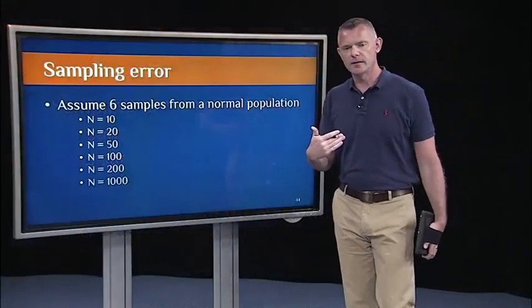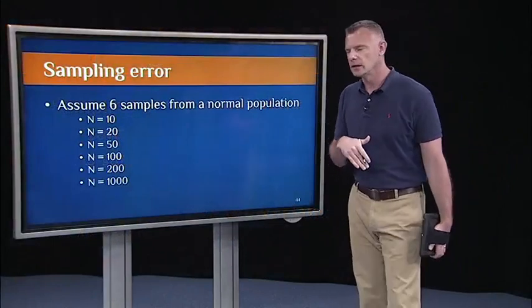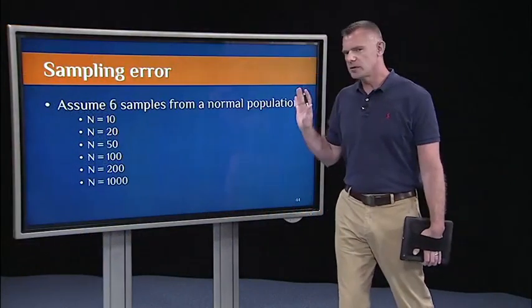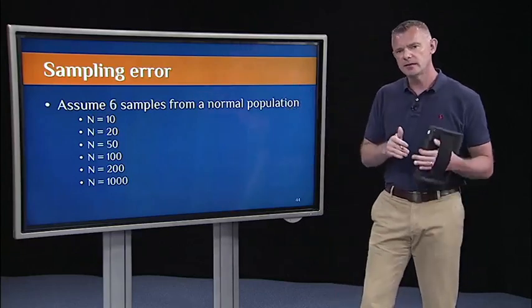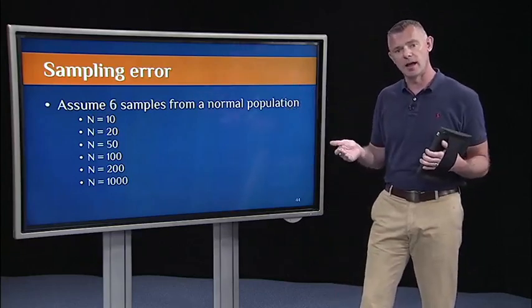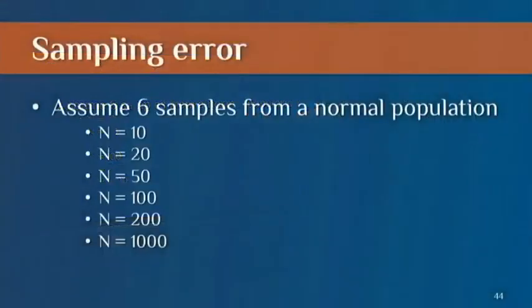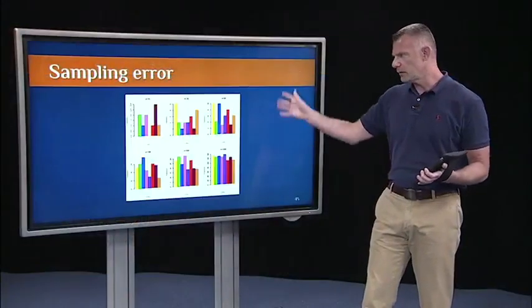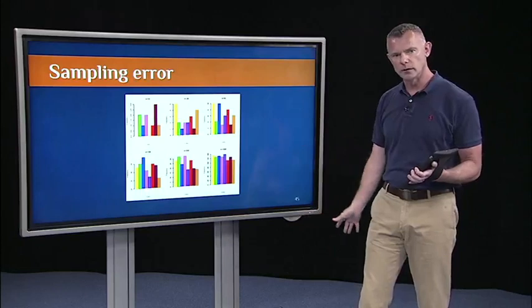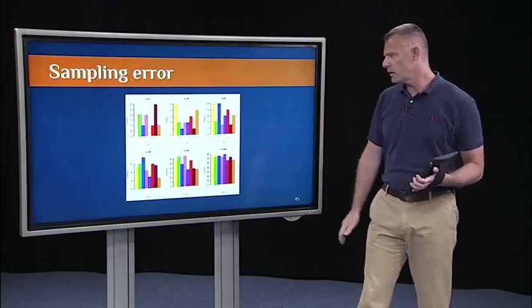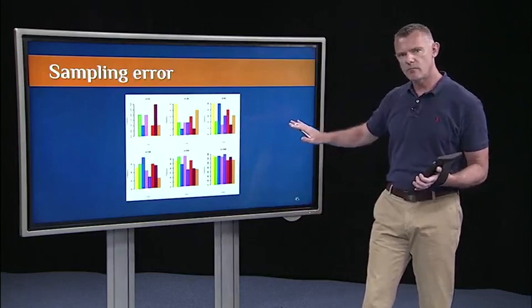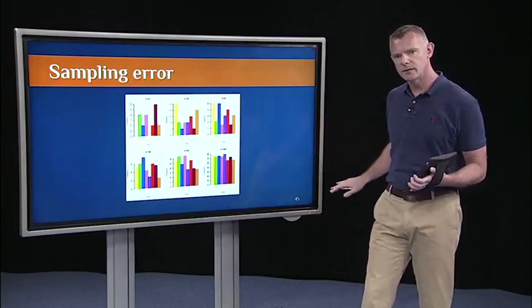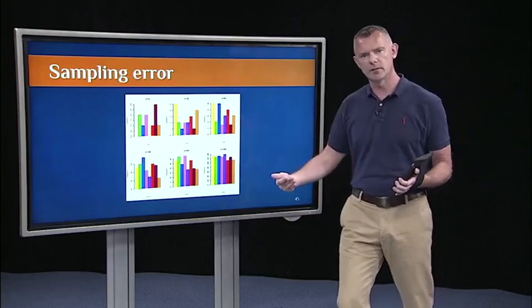So to illustrate this, again using the color wheel illustration, assume we have 6 different samples, and these 6 samples just differ in terms of sample size. So we'll go from a small sample of just 10 individuals up to a large sample of 1,000 individuals. So if we did that and we plotted them in terms of this color wheel illustration, what you see is the distributions get more and more representative as we increase the sample size.